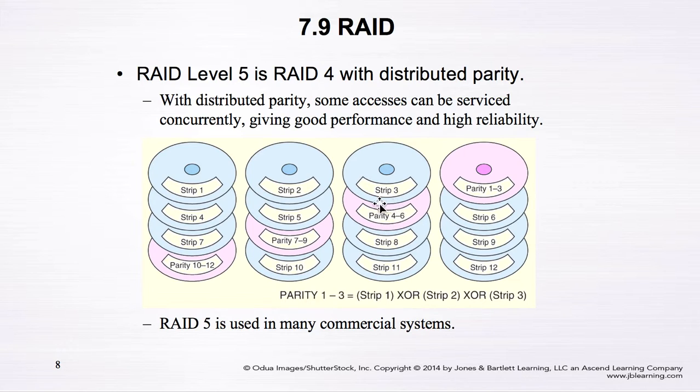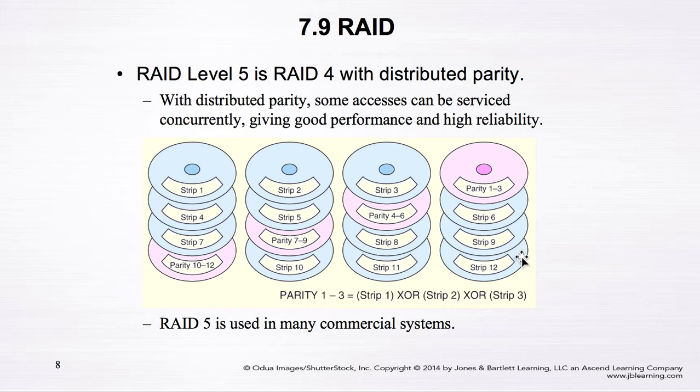But now in RAID level 5, we have the distributed parity. This means the parity for the second row is stored in the third disk. So we have stripe 4, stripe 5, and stripe 6 with the parity stored in the third disk, and so on. The parity for stripes 7 to 9 is stored in the second disk, and the parity for stripes 10 to 12 is stored in the first disk. So you can see that the parity is not stored in a single disk, but spread across multiple disks. In this way, if one of the disks crashes, you still have information from the other disks to help the system recover the corrupted information.